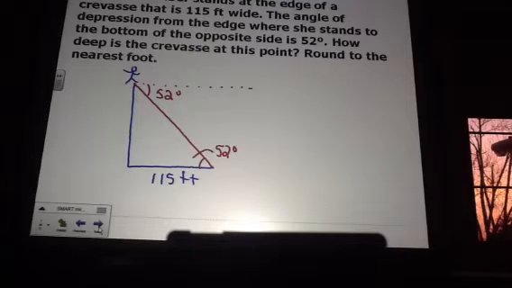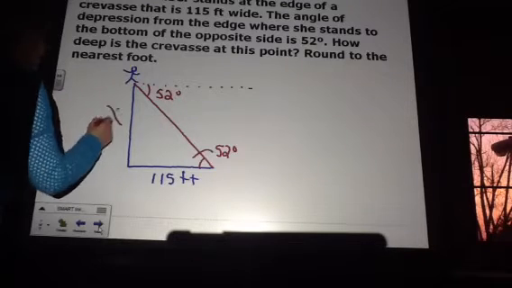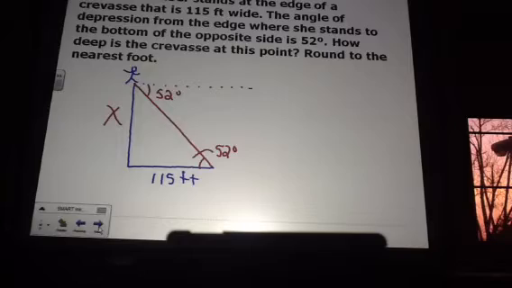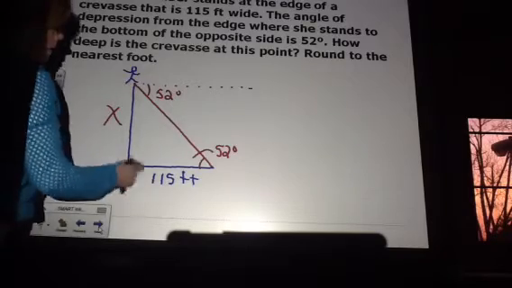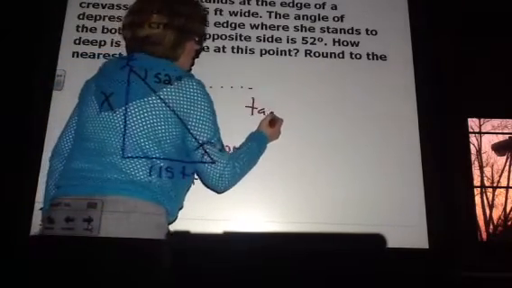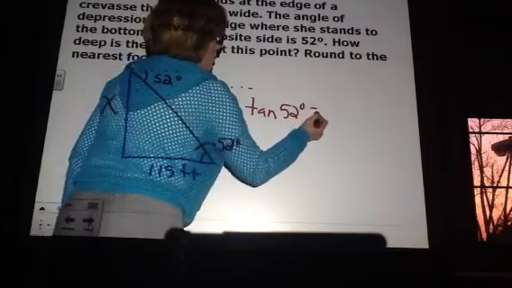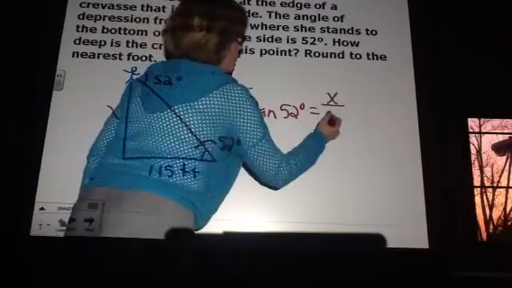All right, what are we trying to find here? How deep? We're trying to find how deep that crevice is. So again, we've got opposite over adjacent. So you have the tangent of 52 degrees equals x over your 115.